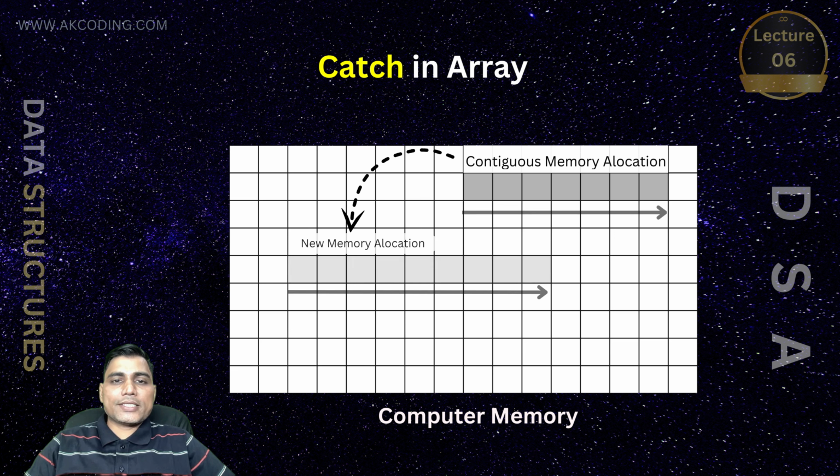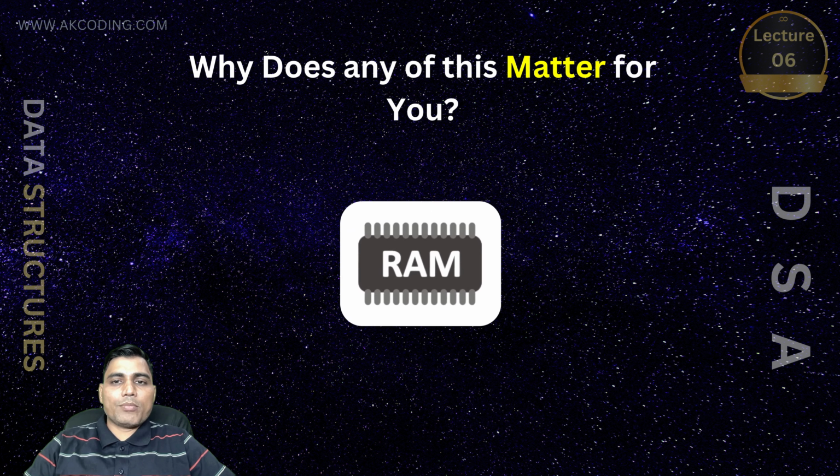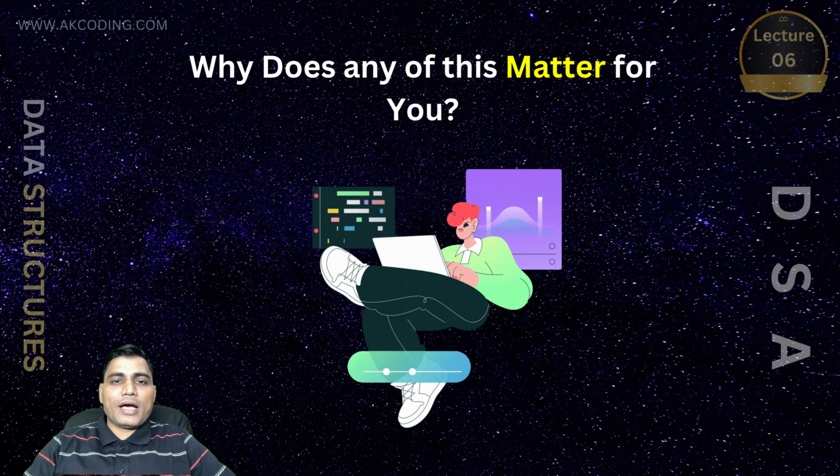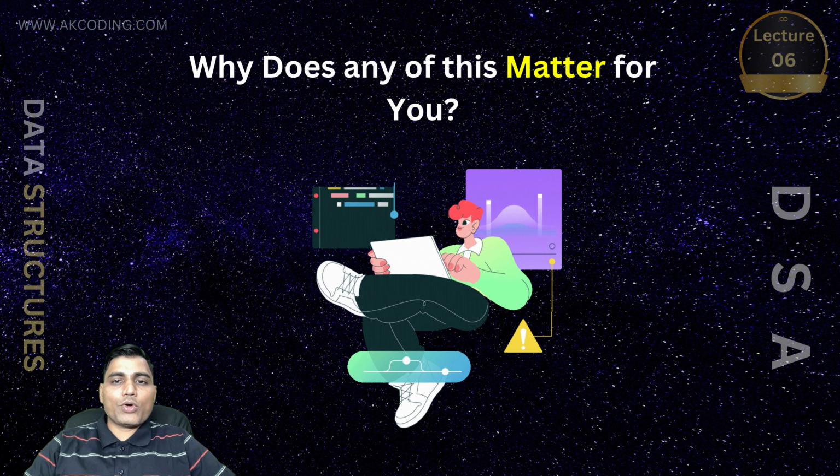So, why does any of this matter for you? Well, understanding how arrays are stored in memory can help you optimize your code. Whether you are building a game, writing algorithms, or just trying to make your app run faster, knowing how data is represented can give you that edge.